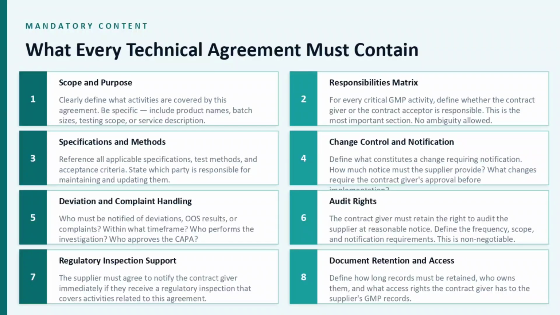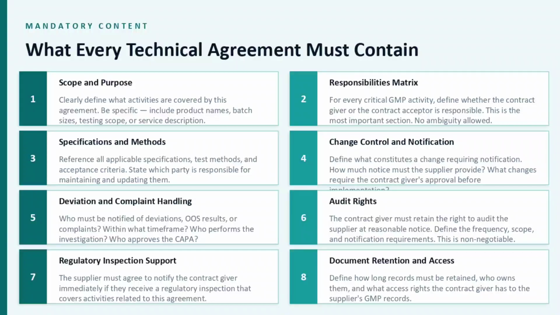Section 5 covers deviation and complaint handling. If a deviation occurs at the supplier, who must be notified? Within what time frame? Who performs the investigation? Who approves the corrective action? Section 6 grants audit rights. The contract giver must have the documented right to audit the supplier. Define the frequency, the scope, and the notice period. This section is non-negotiable. Section 7 covers regulatory inspection support.